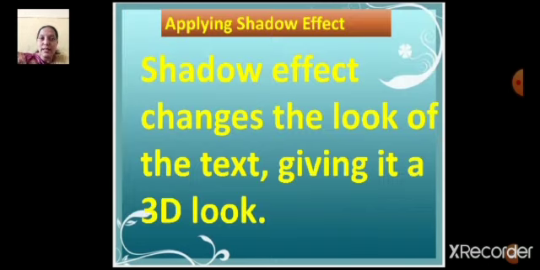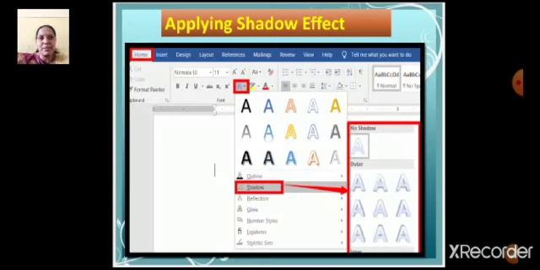Now let us learn the next option, that is shadow. To the text which you are typing in MS Word, we can give shadow effects. So how to do that? The shadow effect changes the look of the text, giving it a 3D look. Whatever text we type, we get a shadow of the same text.